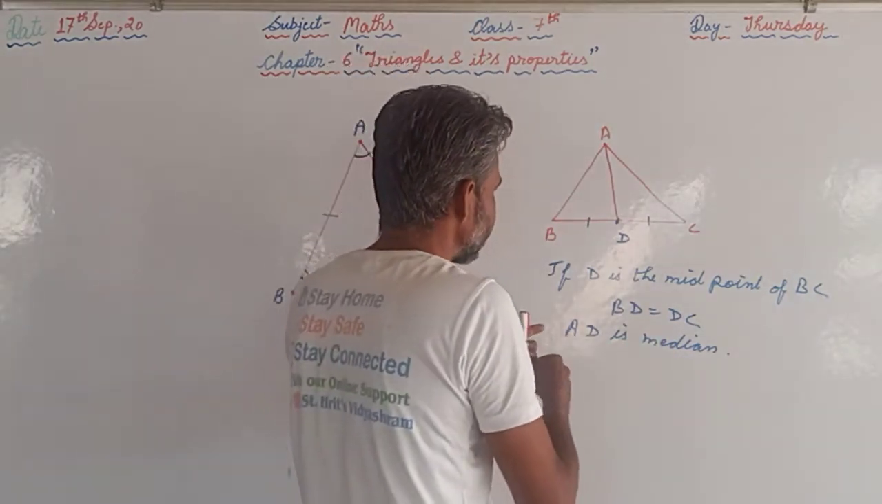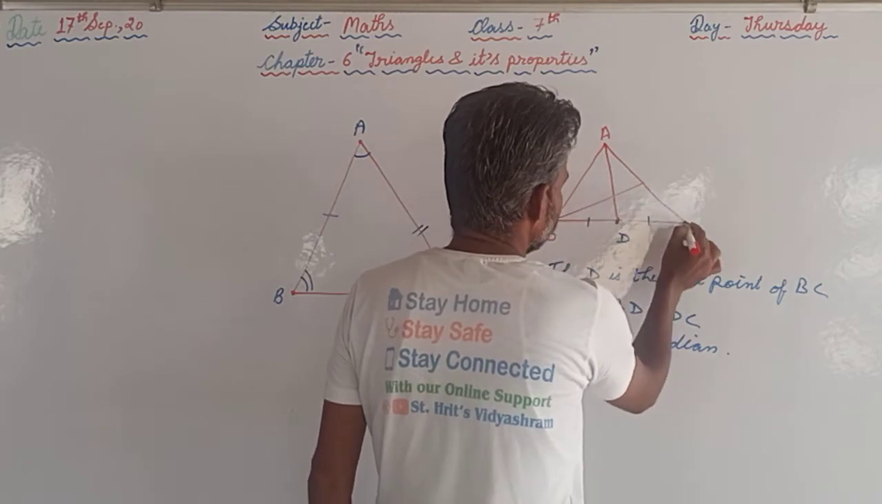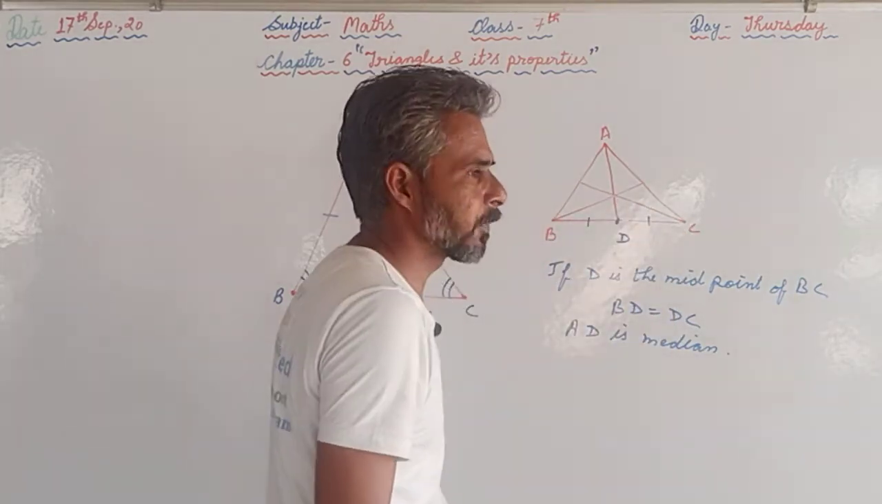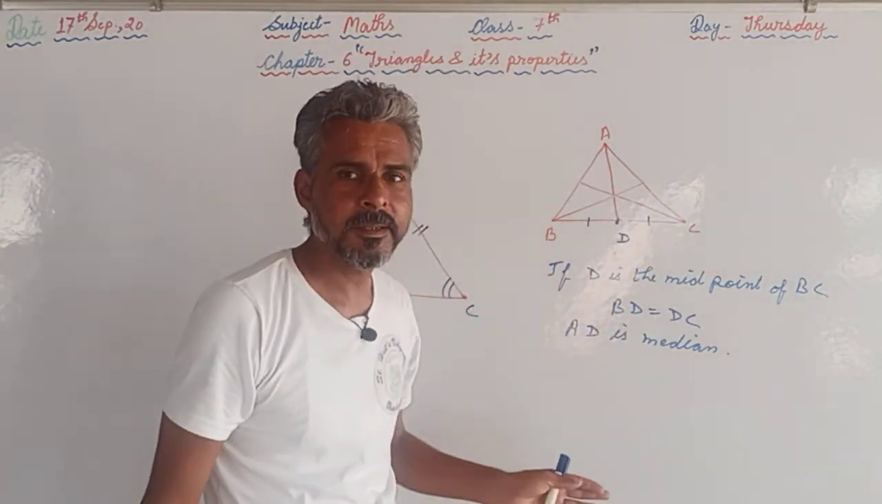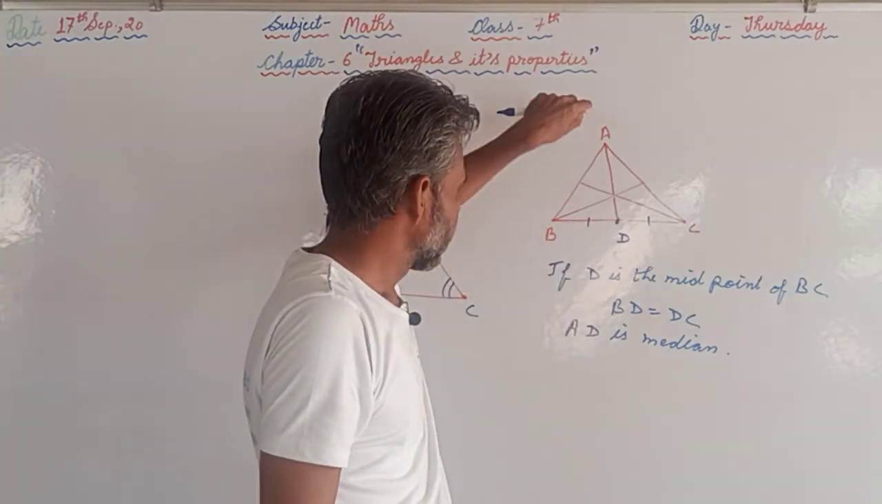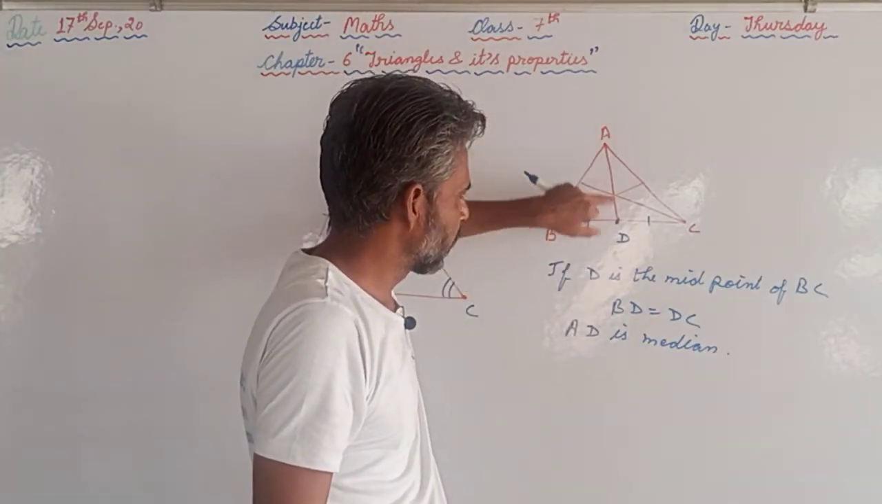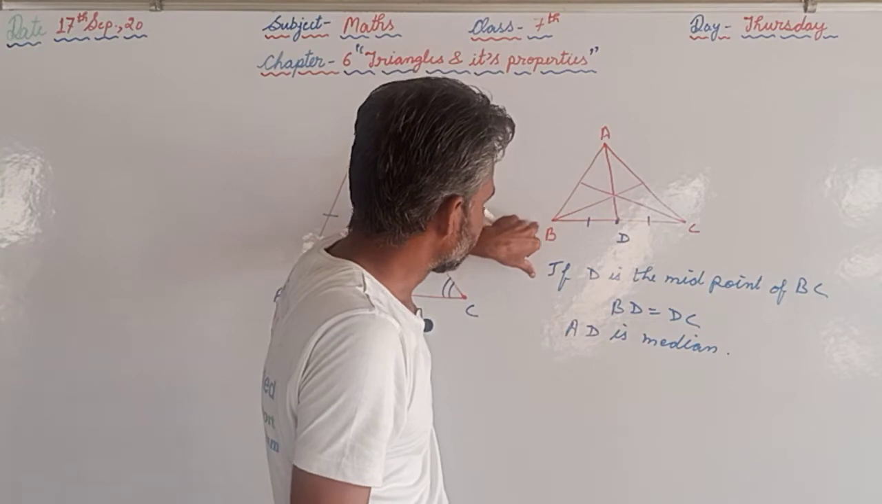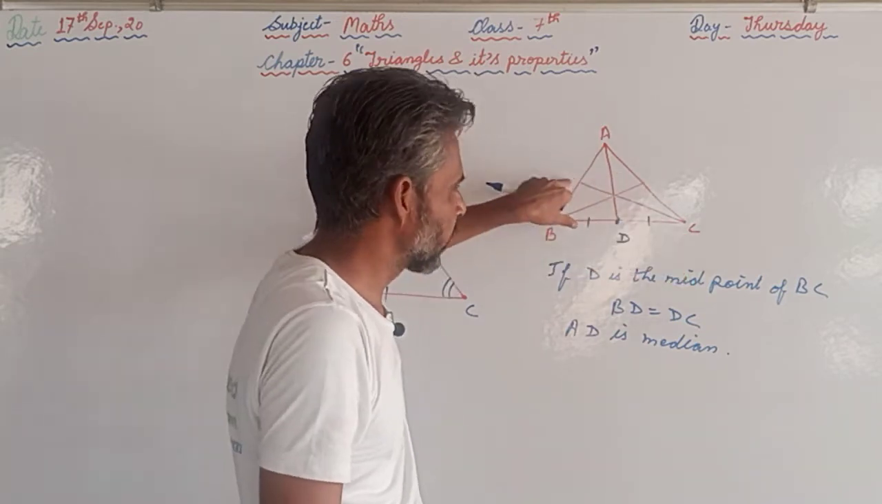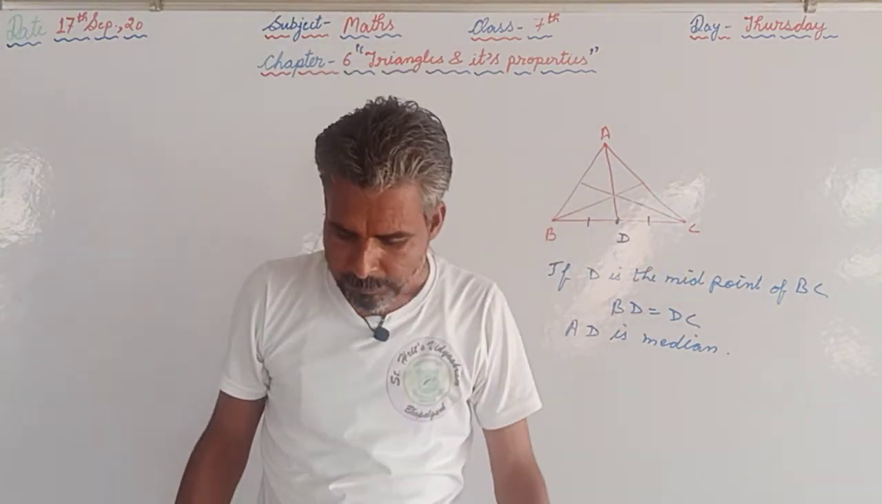How many medians can there be? 1, 2, 3 medians can be there, because 3 sides are there. So we can draw the line from the vertex to the midpoint here, and vertex to the midpoint here, and vertex to the midpoint here. So there can be 3 medians.